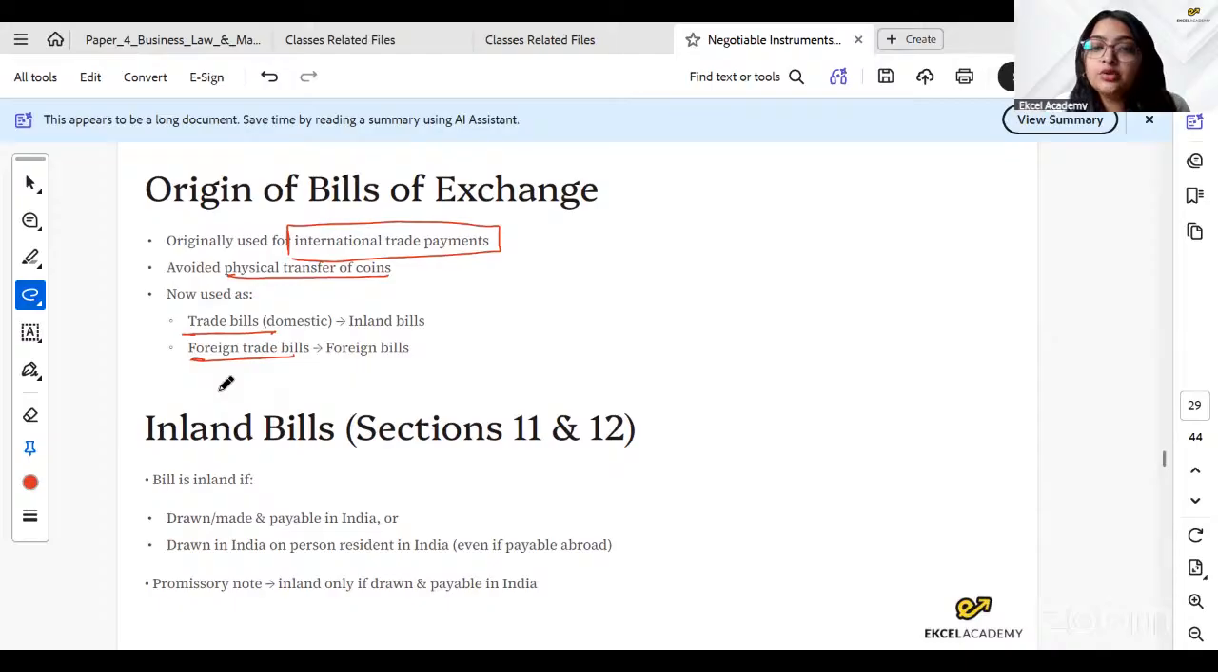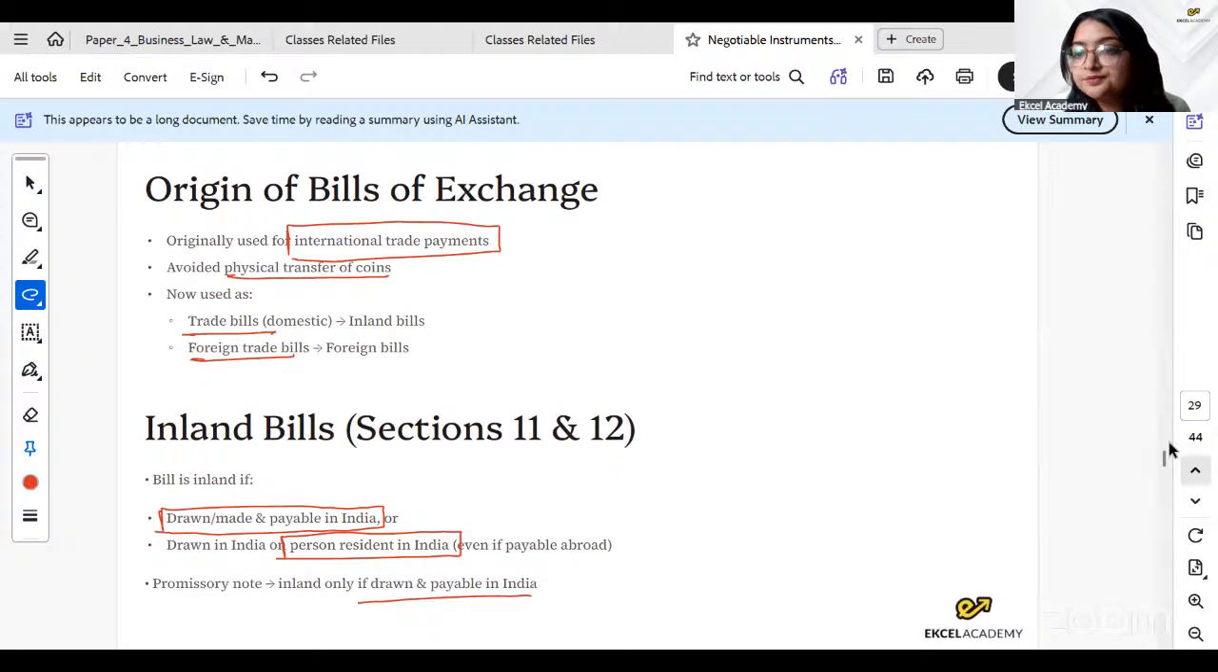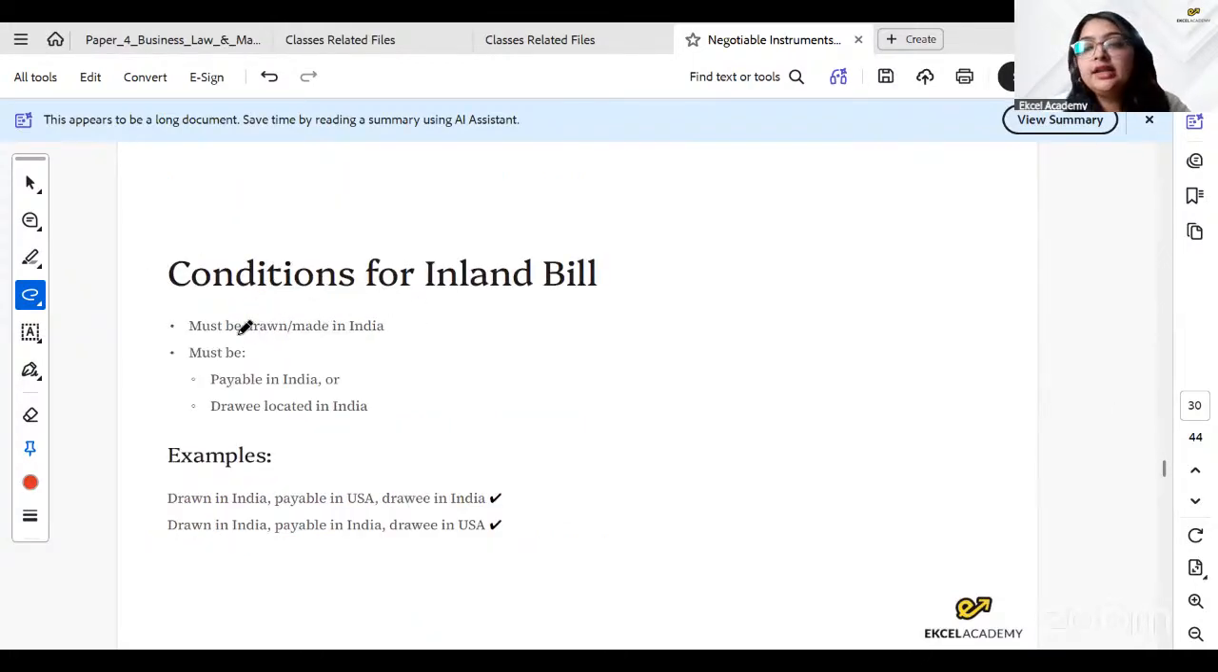Just like how you have your inland promissory note and your foreign promissory note, similarly in this case you have your inland bill, which is drawn and made payable in India, or drawn in India, or a person resident in India. Next, conditions for your inland bill: it must be drawn or made in India, must be payable in India, drawee located in India. So example is drawn in India, payable in USA, drawee in India.